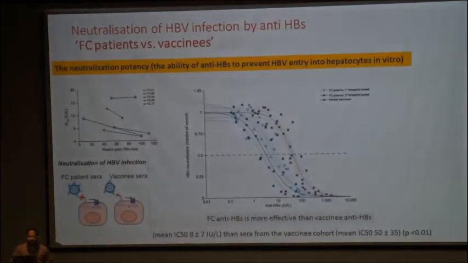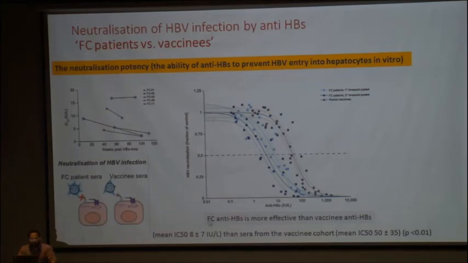Additionally, there is something called the neutralization effect of HBV infection by anti-HBs. This is indicated in IC50 levels: the neutralization effect, a 50% decline in the DNA, at what titer of the anti-HBs. The IC50 levels were much lesser. The dark blue is the FC patients, light blue is the FC patient at a nearer time frame, and the gray colored is the pooled vaccine anti-HBs titers.